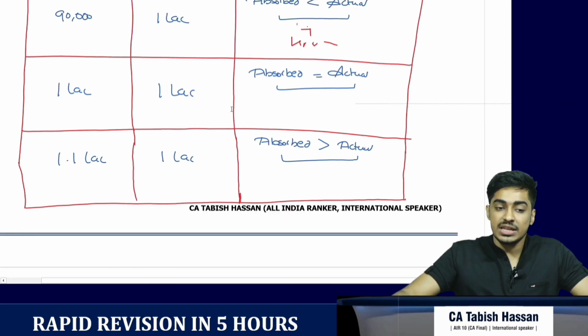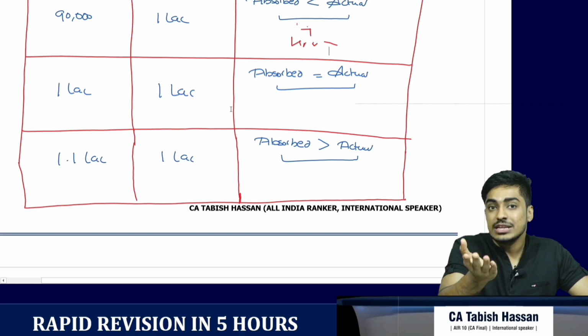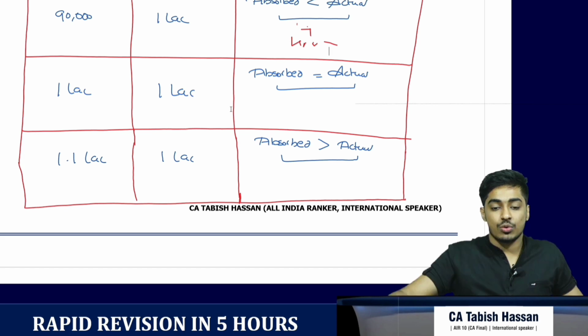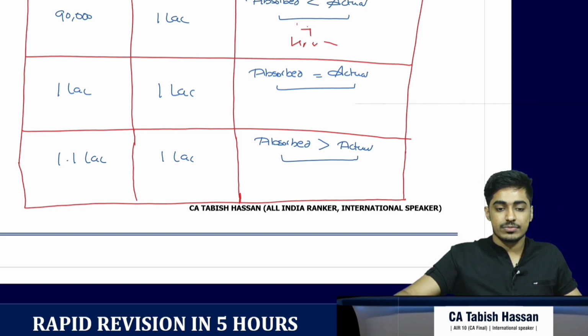And next, over absorption. Okay. Actually, my overhead cost is 1 lakh only, but I've absorbed 1.1 lakh. I've absorbed more, I've recovered more. This is called as over absorption. Clear? So when do we get under and over absorption?